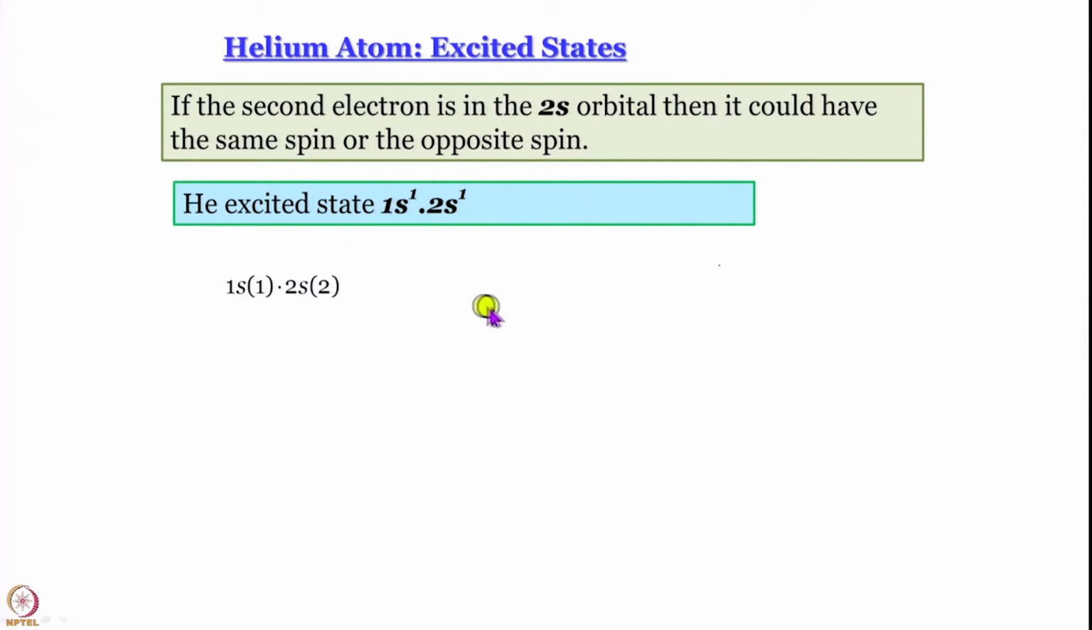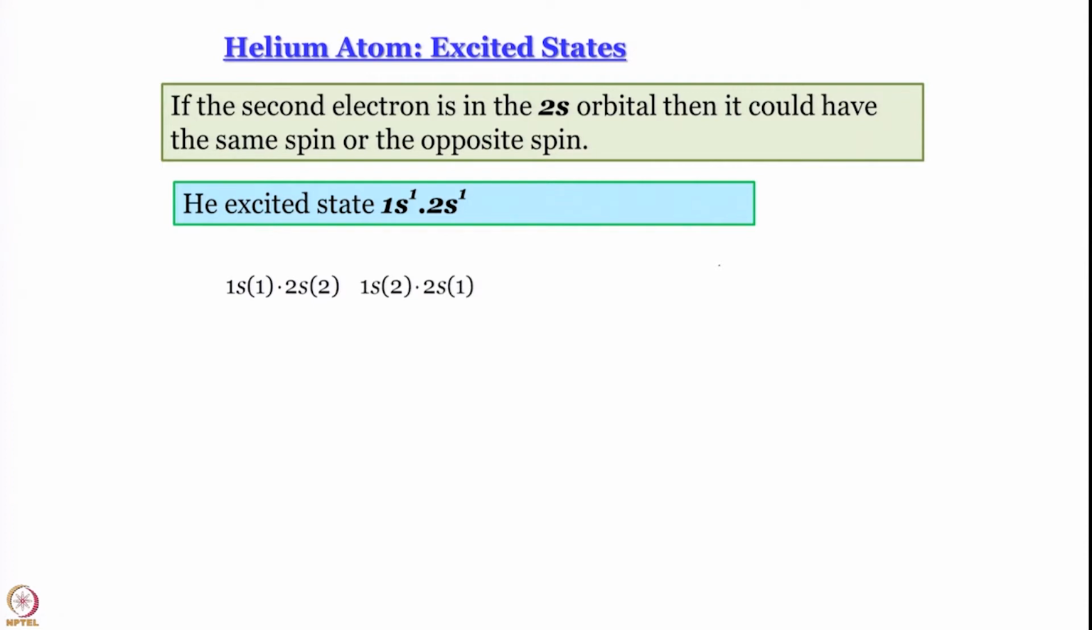How do I write a wave function for a state with electron configuration 1s1 2s1? I can write 1s(1) multiplied by 2s(2). The problem is, what this implies once again is that it is electron number 1 in the 1s orbital, electron number 2 in the 2s orbital, and not vice versa. Who has told you that this is going to be the case? As we said earlier, electron numbers 1 and 2 are indistinguishable. 1 and 2 are labels that we are using to formulate the mathematical problem. So, if we just write 1s(1) 2s(2), then our description would be incomplete.